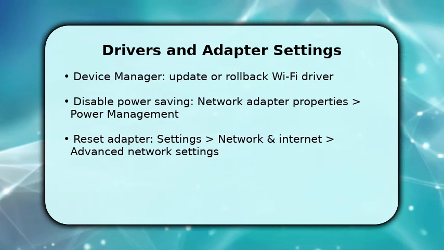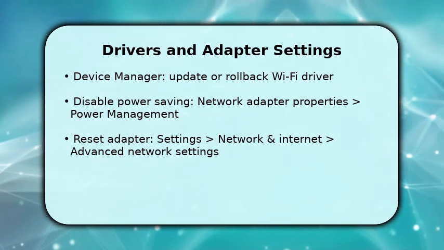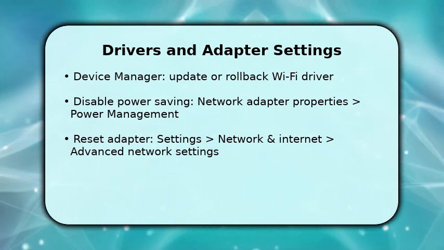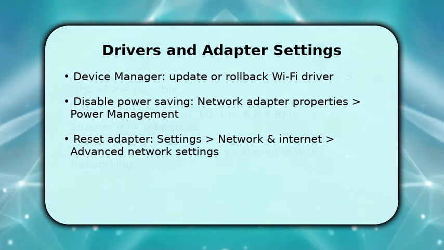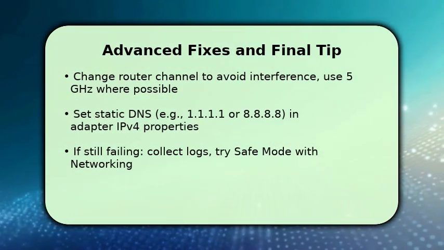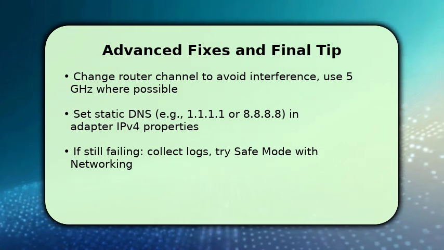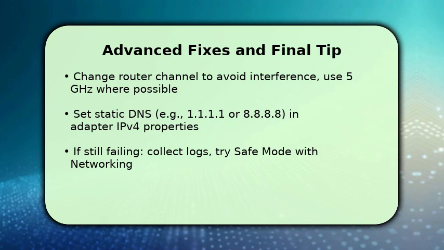Finally, go to Advanced Network Settings and perform a network reset when persistent corruption exists. This reinstalls adapters and clears misconfigured profiles. For final steps, tune the network side and fall back to diagnostics if needed. Access your router and change the Wi-Fi channel or prefer 5 GHz to reduce interference. This improves stability for crowded environments.